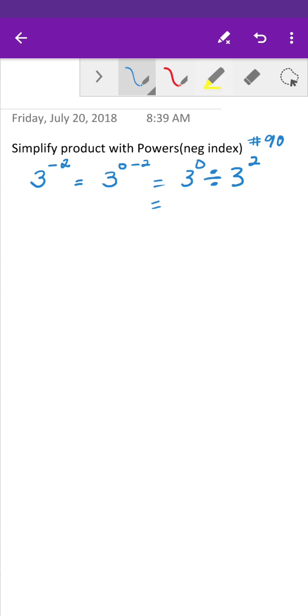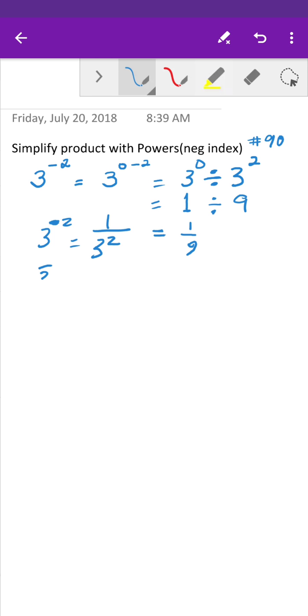Now 3 to the power of 0 is 1, meaning no factors, just the number 1, divided by 3 to the power of 2, which is 9. This is 1 divided by 9. Now 3 to the power of negative 2 is in fact 1 over 3 to the power of positive 2. The negative means there's a divide in here, and it's 1 divided by 3 squared. So whenever you have a negative index, it means that power is being divided.